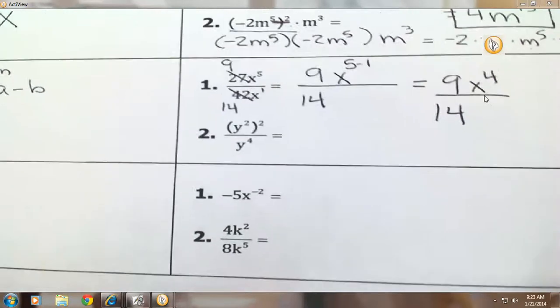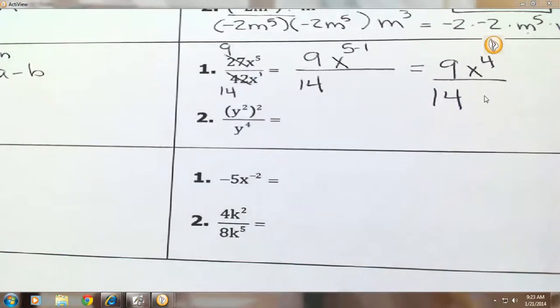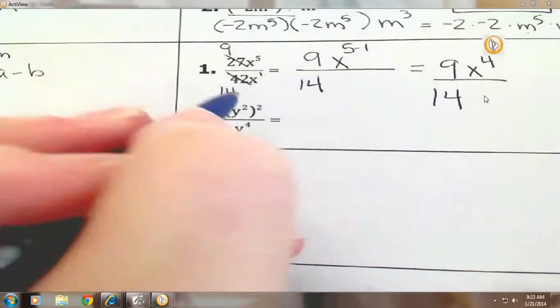Example 2 here. Let's look at that one. Before we work on our division, we have to clean up the numerator. We have y squared squared. We have a power raised to a power, what do we do with those exponents?